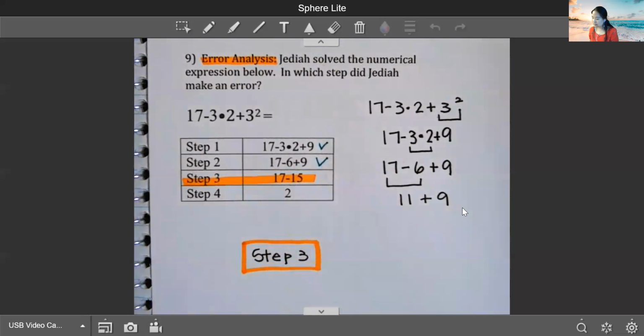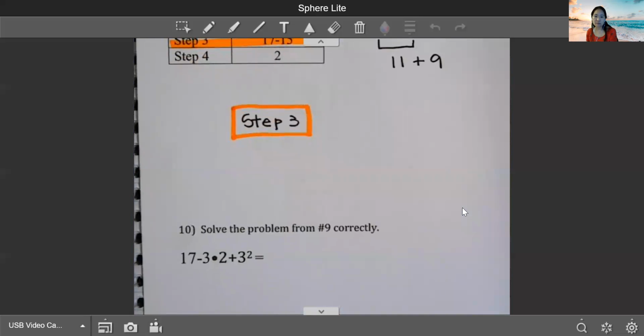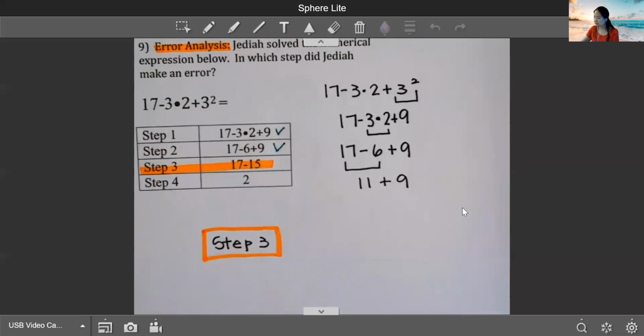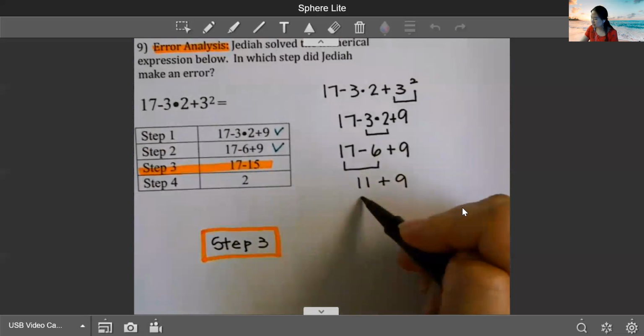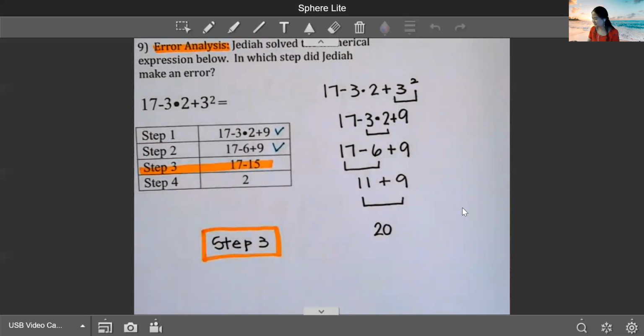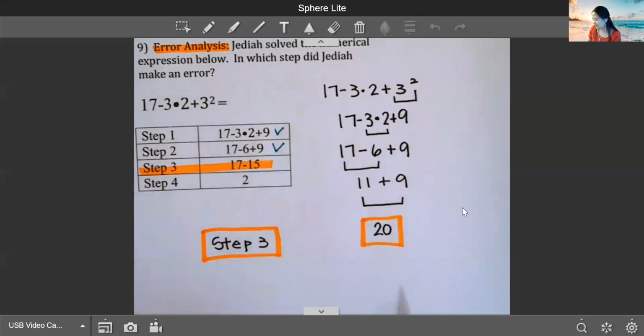Okay. Now, if you look at number 10, it says, solve the problem from number 9 correctly. So I'm just going to go ahead and continue solving right here. 11 plus 9 is 20. So my final answer for number 10 is 20.